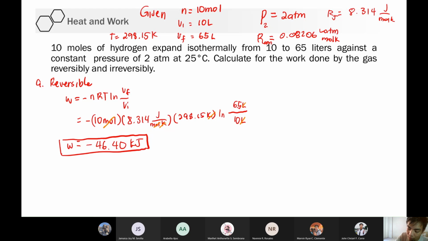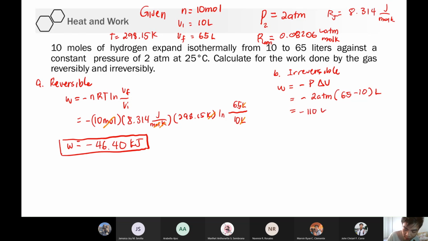How about the irreversible? So work here is negative P delta V. So the pressure is 2 atm. Volume is final minus initial. So that's 2 times 65 minus 10. That's 110. Yeah, 110, no? Negative 110 L-atm.